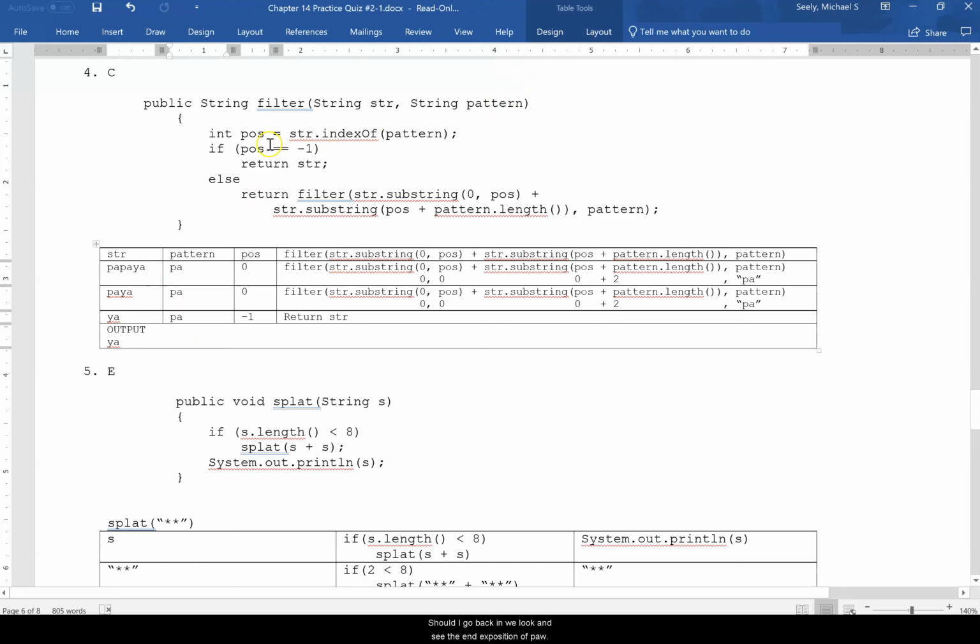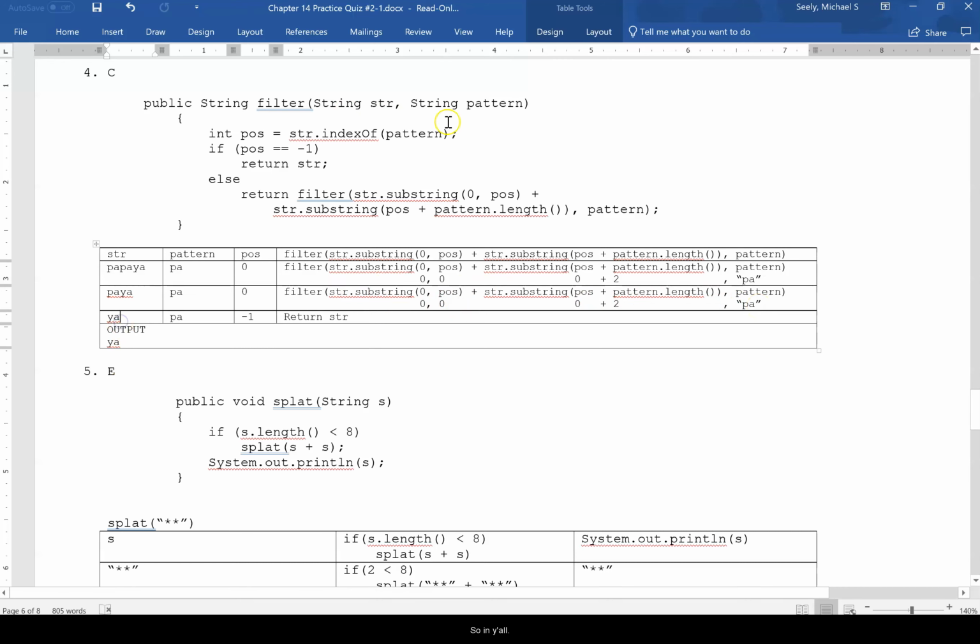Okay? So we go back in, we look and see the index position of pa. Is it in string? And it is. Pa is right here at position 0 in paya. So then we've got position is 0. 0 is equal to -1. No. So we go in here and we got 0, 0, which is blank again. And then 0 and then 2 would give me, what's that position? 0, 1, 2. It's ya. So we've got this whole thing is ya, comma, and the pattern still pa.